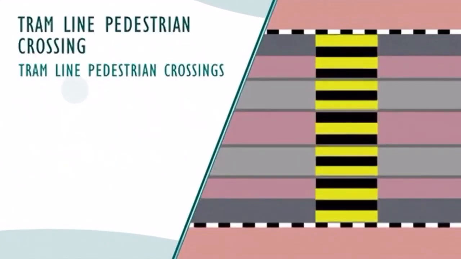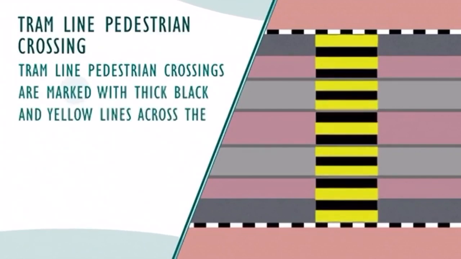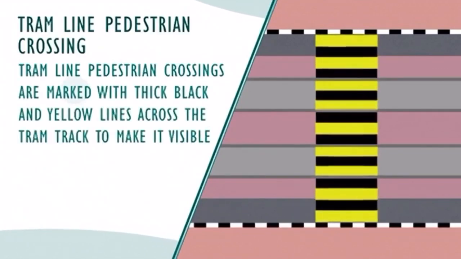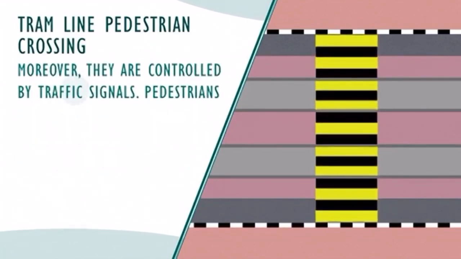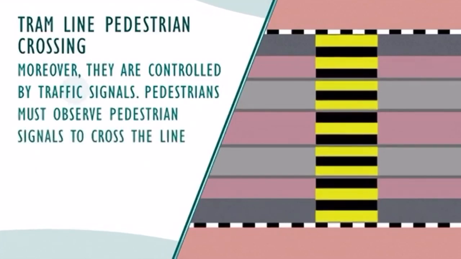Tramline pedestrian crossings are marked with thick black and yellow lines across the tram track to make it visible to the pedestrians. Moreover, they are controlled by traffic signals. Pedestrians must observe pedestrian signals to cross the line safely.